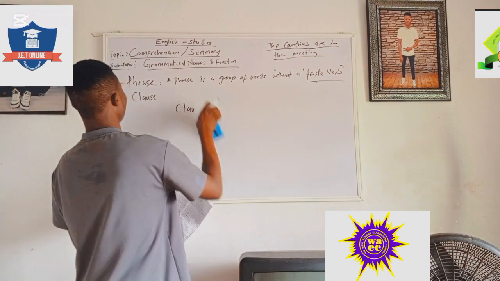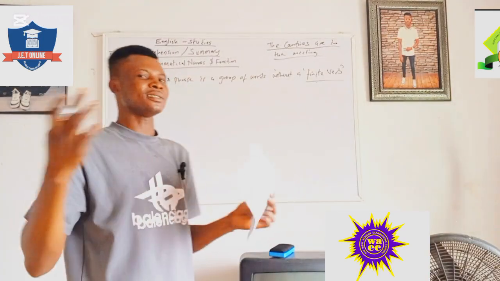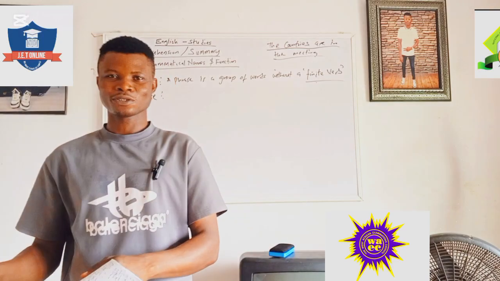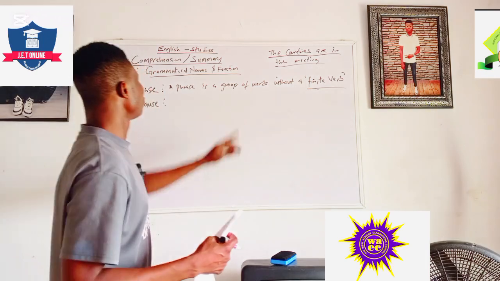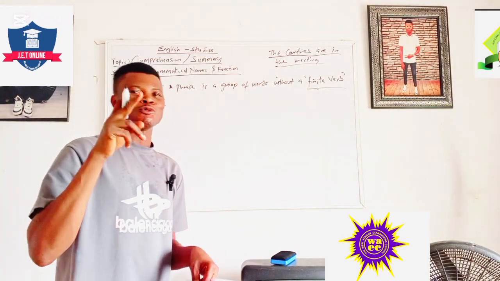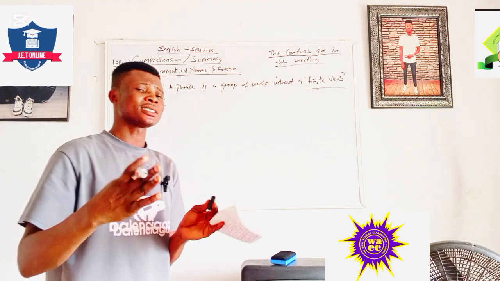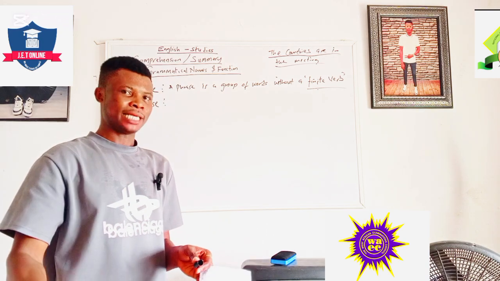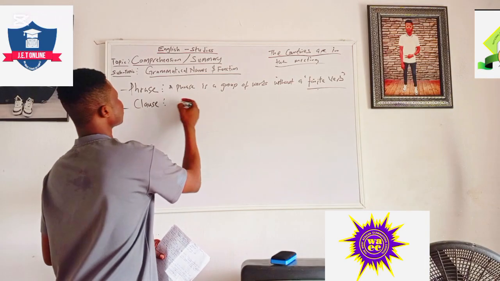Alright, I have it here already. Clause. Now what is a clause? You see, phrase and clause, they are just like twin brothers. That is, what happens to phrase doesn't happen to clause. Now, what is a clause? You remember we said phrase works without a finite verb. But in the case of clause, we have a finite verb. So what is this implying? That is, in the expression, when you have a finite verb there, that is a what? It is a clause.